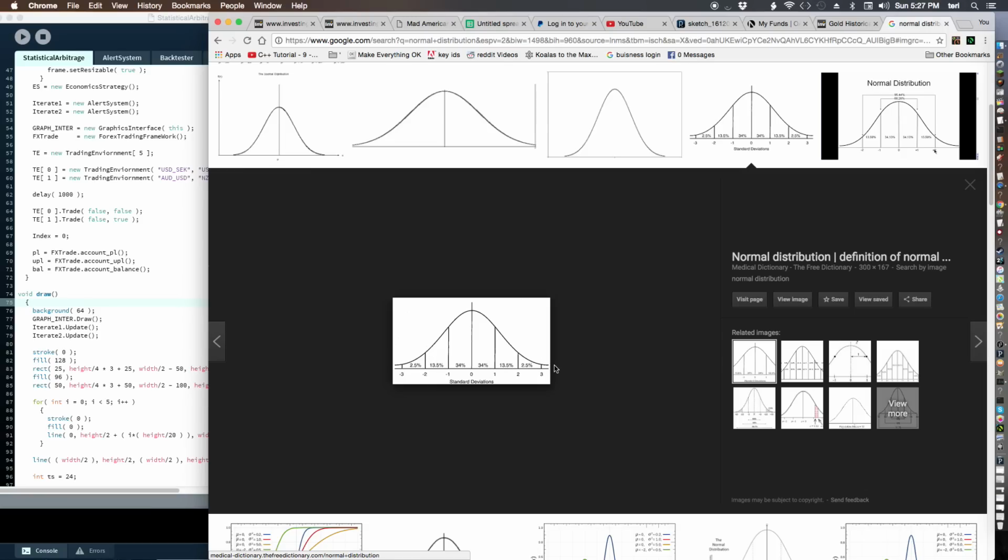normal distribution. Now, the normal distribution is not an accurate distribution when it comes to financial markets. It just isn't, and I don't recommend using it. And I don't recommend using this strategy. I'm just saying that this is for educational purposes for you to learn.